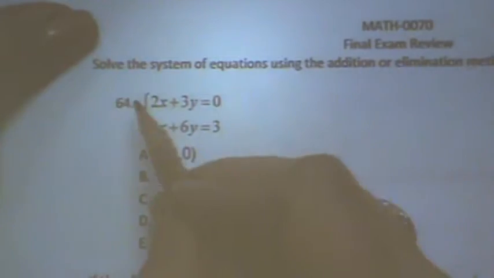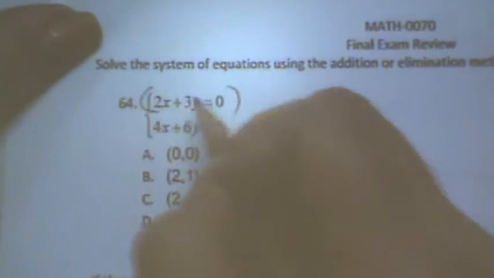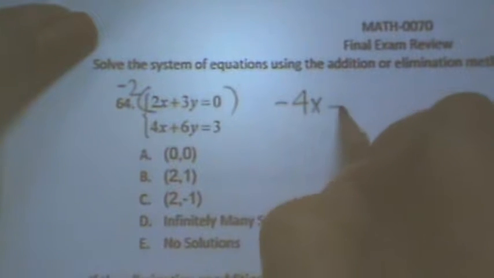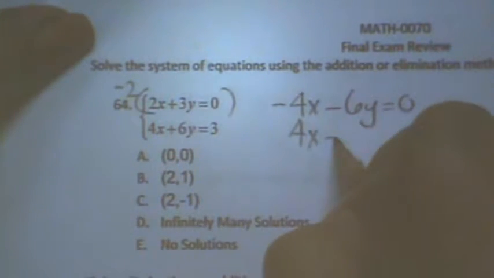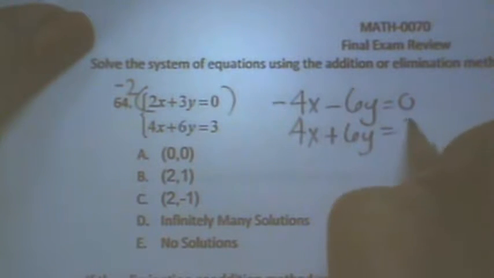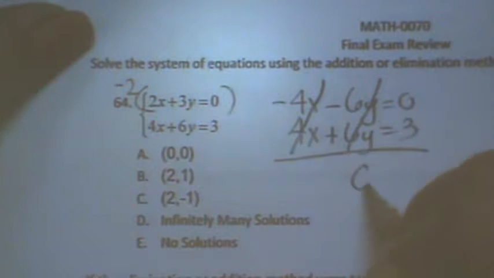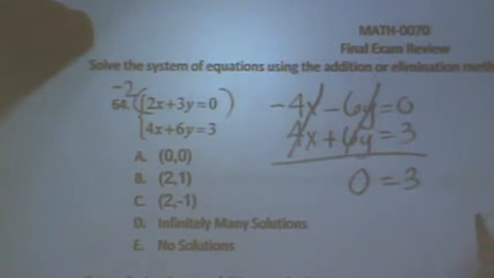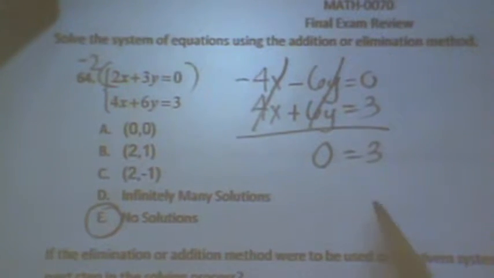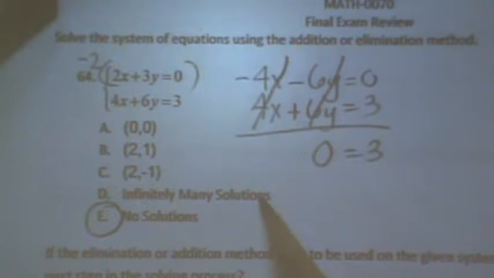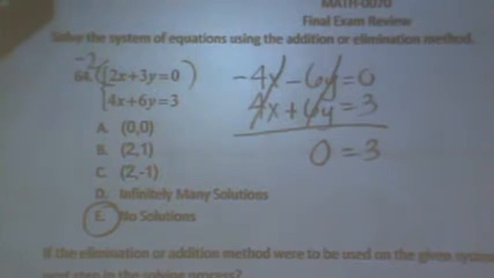64, same thing. I would multiply the top equation by negative 2. So you get negative 4x minus 6y equals 0. And keep 4x plus 6y equals 3. When you add these, you get 0 equals 3. And 0 does not equal 3, so it's no solution. If you got 0 equals 0, it would be infinite solutions.